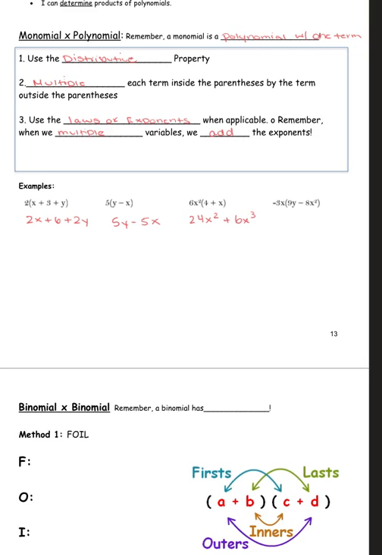And then for the last one, again, each of my terms has a variable. So I have -3 that is going to be distributed to my 9y and my negative 8x squared. So I'm going to get -27xy plus 24x cubed. Because again, multiplying like bases, you're going to add your exponents.